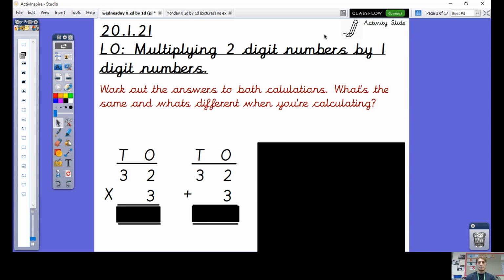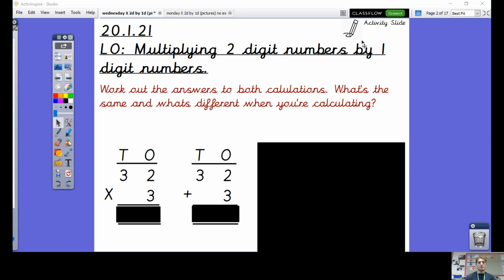great. So let's move on to today's lesson then. Today we're going to be multiplying two-digit numbers by one-digit numbers. But the difference, compared to the last few lessons, is that we're going to be exchanging today. And we're going to do this pictorially, okay?